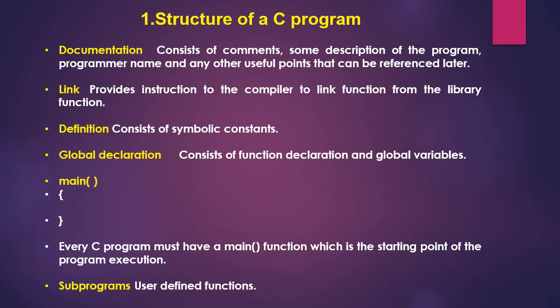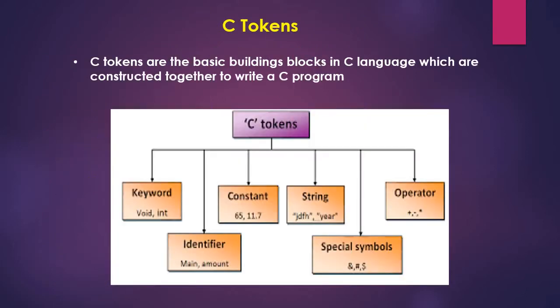Then global declarations. Here we can define the global variables and functions. Main is a function where the program actually starts. We can enclose all the local declarations, processing statements, and outputs under the main function. Every C program must have a main function, which is the starting point of program execution. Subprograms are normal user-defined functions that can be written according to our logic.